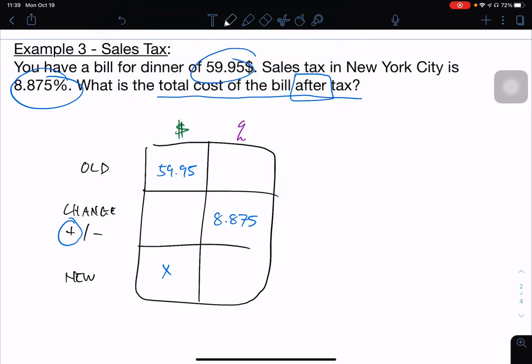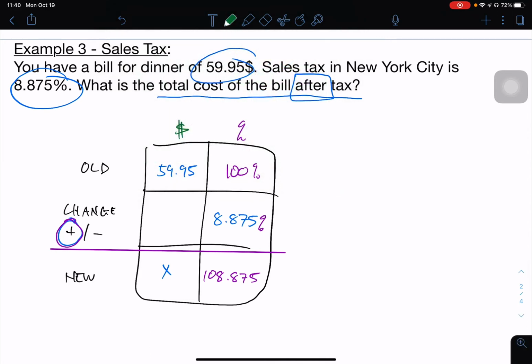So again, your base price is 100%. Let me write that in purple. It's 100% because whatever dinner you had for $59.95, that's the base cost of your dinner. And since this is an addition sign that I added, you imagine this as a large addition-subtraction problem. So what's 100 plus 8.875%? Well, it's 108.875.